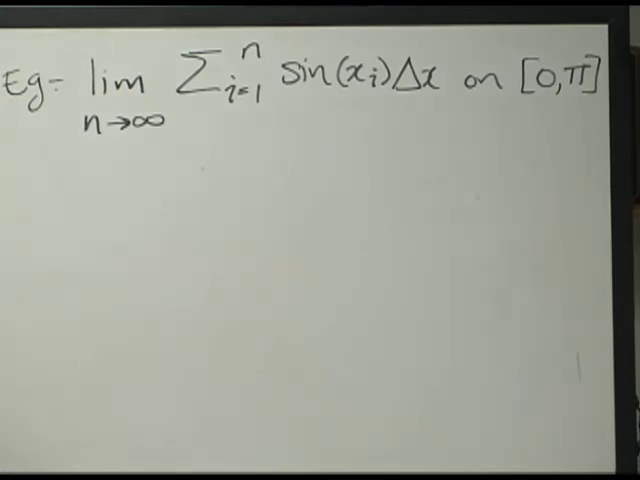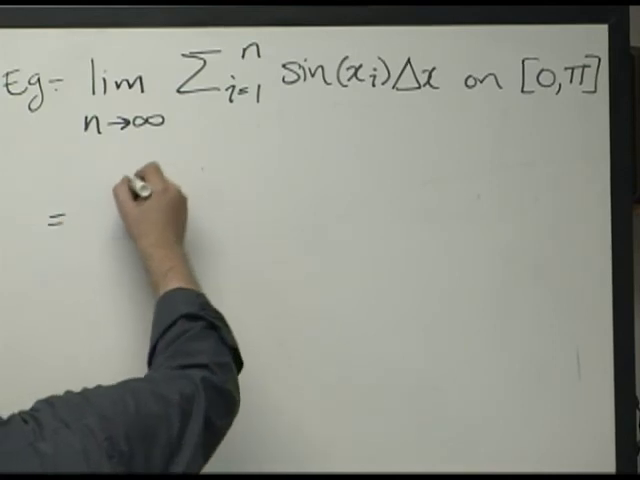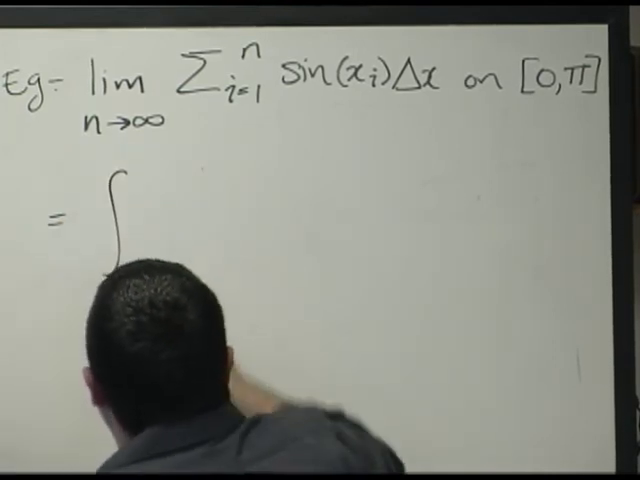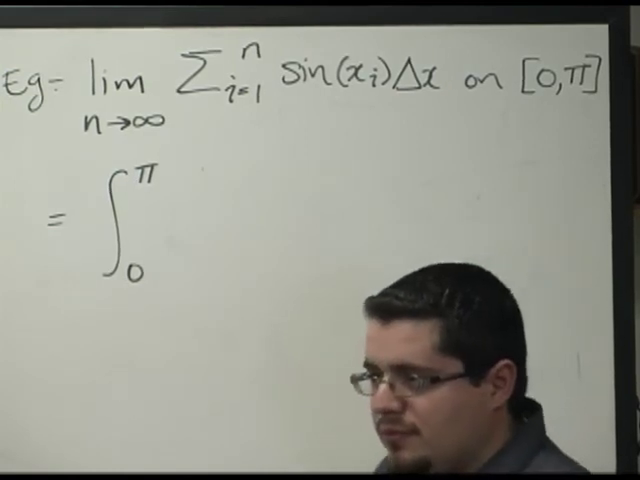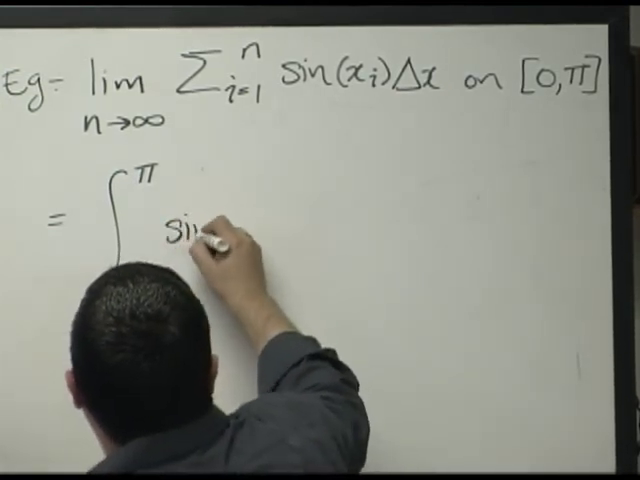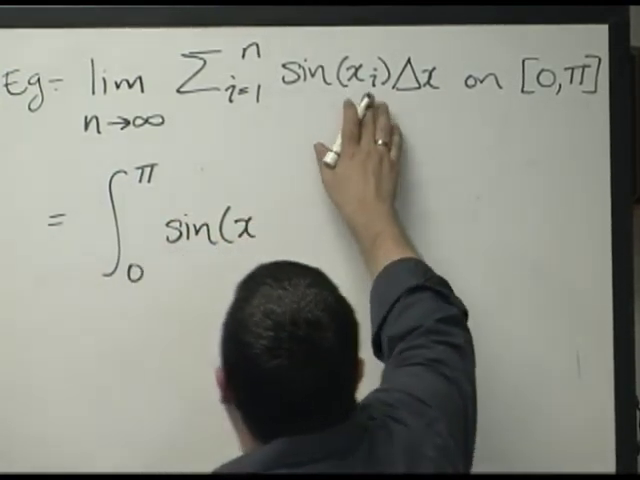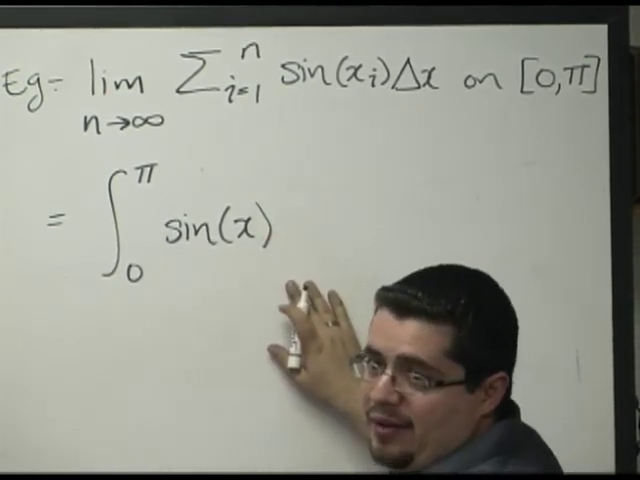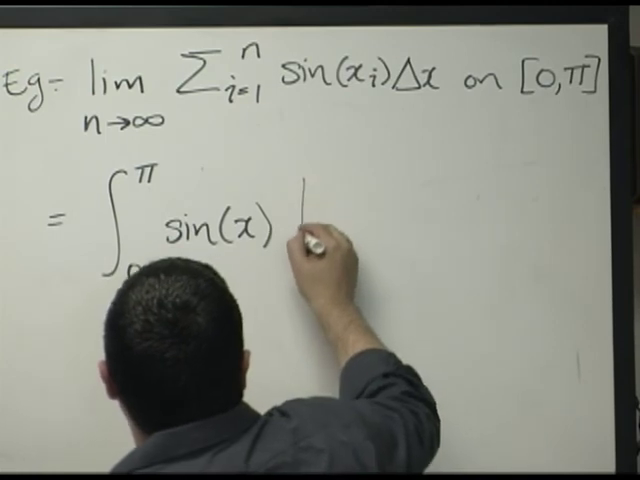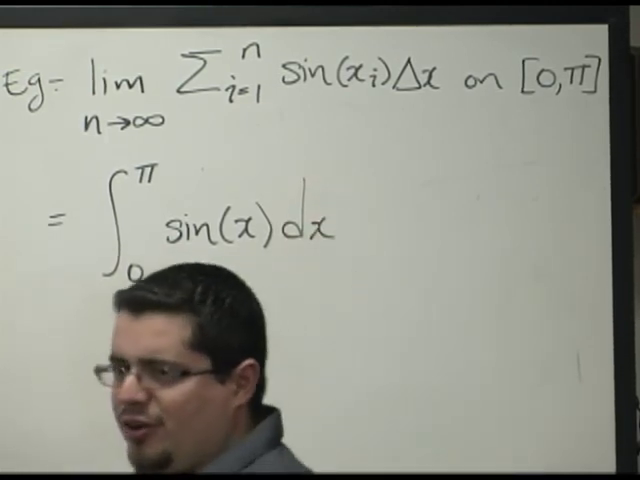Okay, the integral sign, all right, fair enough. And for the upper bound, you put pi. For the lower bound, you put 0. All right. Then you put sine of x. Well, remember the xi changes with an x. And instead of delta x, we're going to have a dx. Excellent. Good. All right. Go ahead and find it, please.